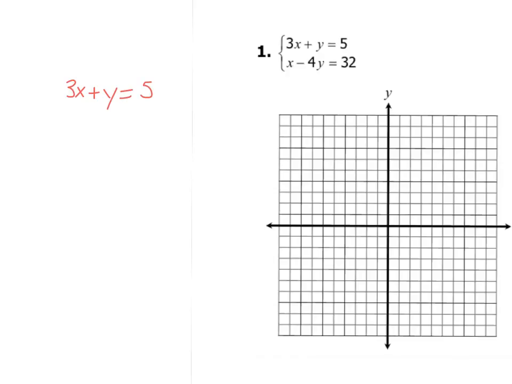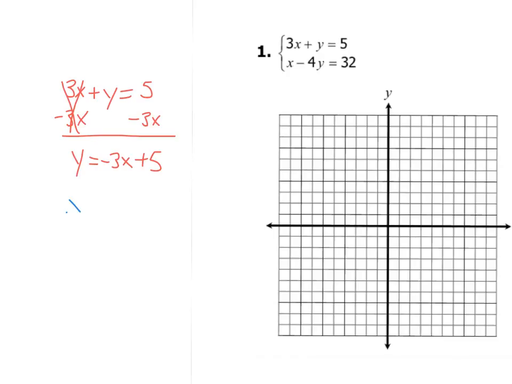Remember, when you're changing it to slope-intercept form, you're trying to get y by itself. Slope-intercept form is y equals mx plus b. So you first want to get rid of that 3x by doing the inverse operation, or by subtracting 3x on both sides. And that would cancel the 3x out on the left-hand side, and it would leave us with just y. And we have negative 3x plus 5. It would be in slope-intercept form, which is y equals mx plus b.